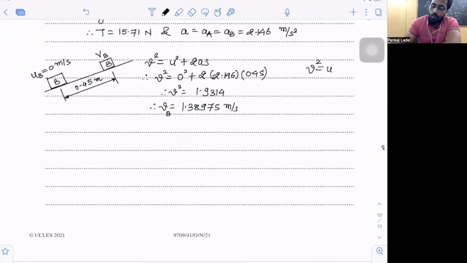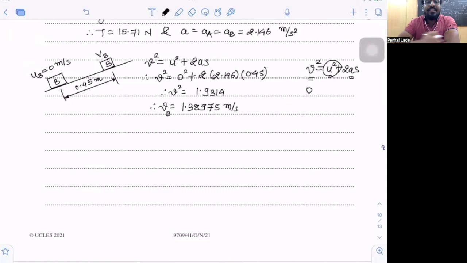V square equal to U square plus 2AS. For that, I will need the final velocity, which is 0. I'll need the initial velocity. I know after A has broken, after A is separated from B, what is the velocity? That becomes the initial velocity now for the second part of the journey. So I have this value.